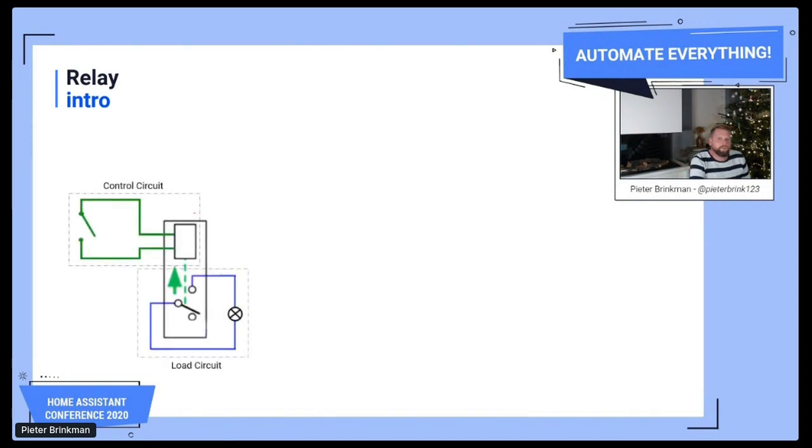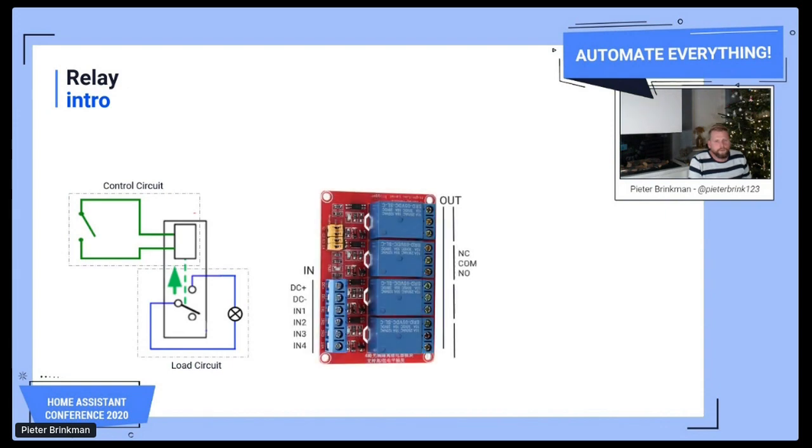Basically a relay, again an electrical switch, has 2 circuits: the control circuit and the load circuit. The control circuit is basically where you press the button. If you switch the control circuit, the load circuit will change. They're separated. No current goes from the control circuit to the load circuit. So basically this is foolproof. There's not much that can go wrong here. So I needed 3 relays.